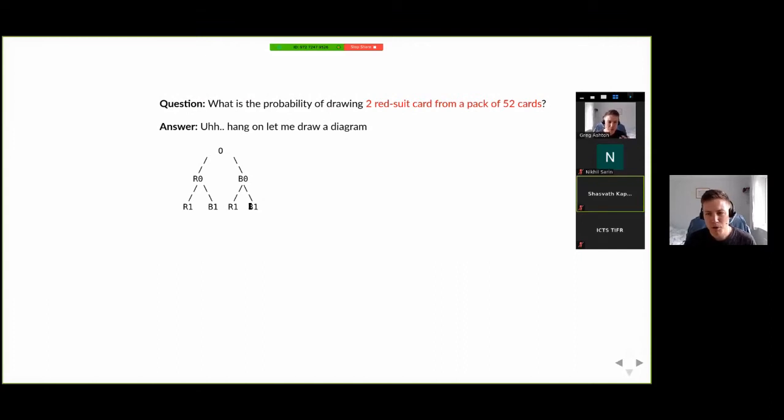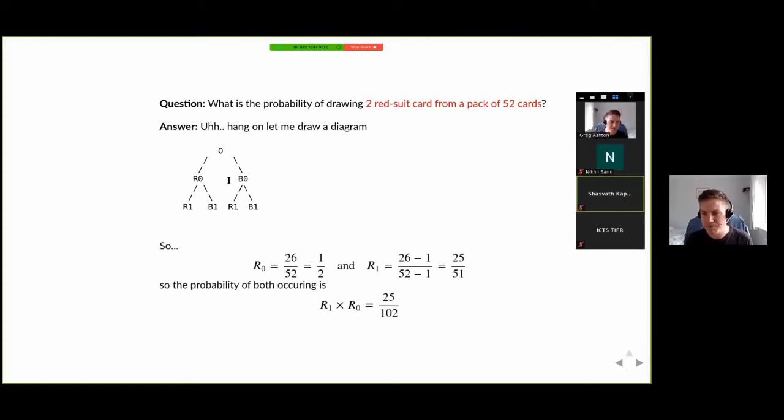Okay, so then what if I make this a little bit more complicated and I say, well, what's the probability of drawing 2 red cards from a pack of 52? Okay, you can all do this. It's pretty easy. I draw a little diagram to help myself. So we start up here and we then have either red or blue on the first one and then either red or blue on the second one. But of course, the slightly complicating factor is that on the second one, we don't have 52 cards anymore.